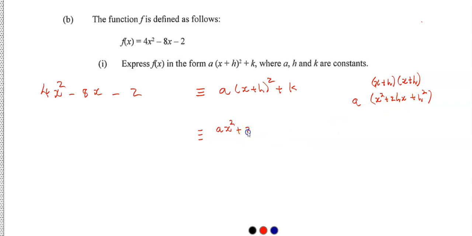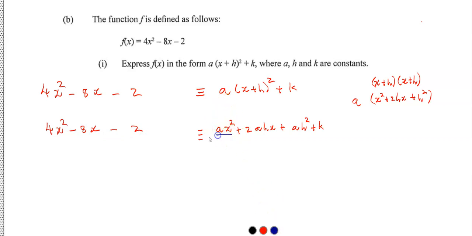Okay, so it's 2ahx plus a times h squared is ah squared plus k. Right. We can equate the coefficients now, and we can solve for the values of a, h, and k. So that equals 4x squared minus 8x minus 2. So let's just identify the coefficients here.